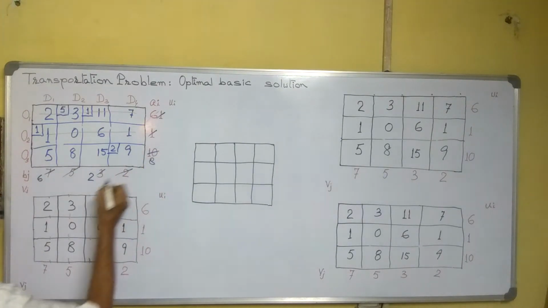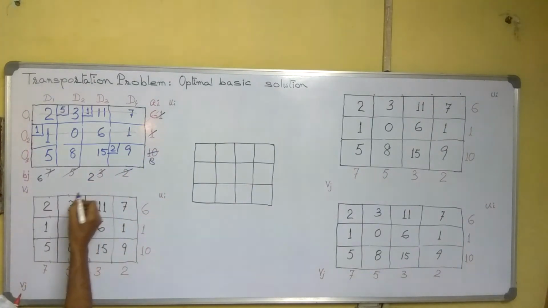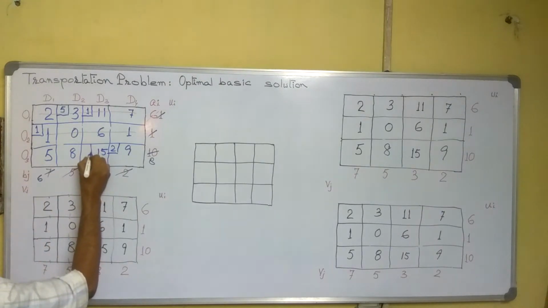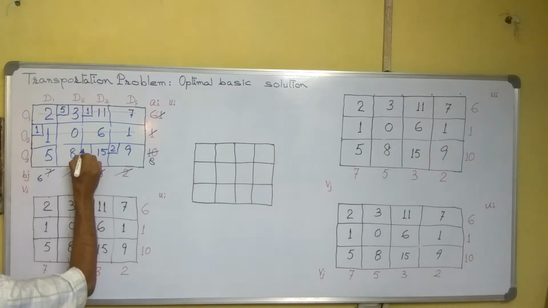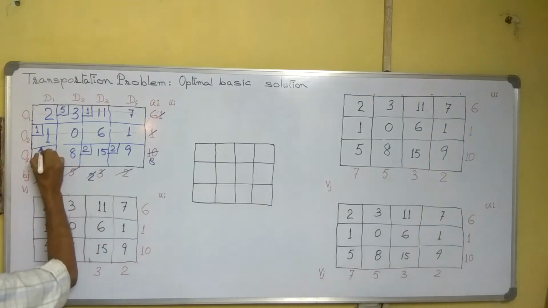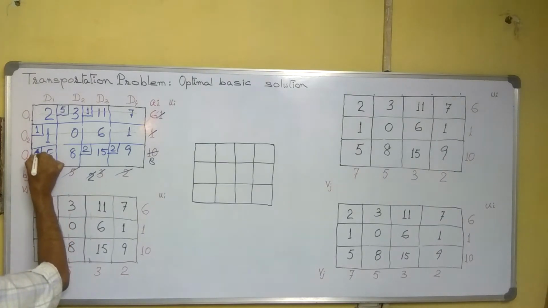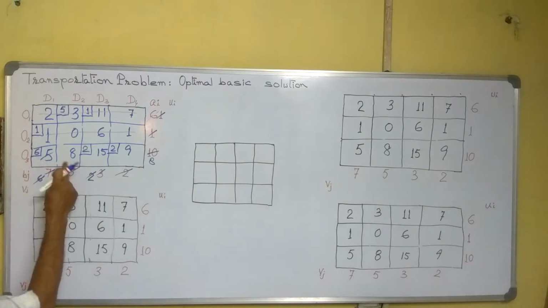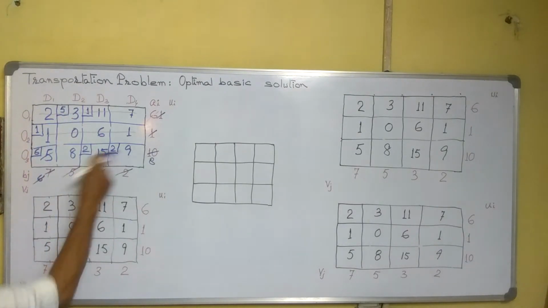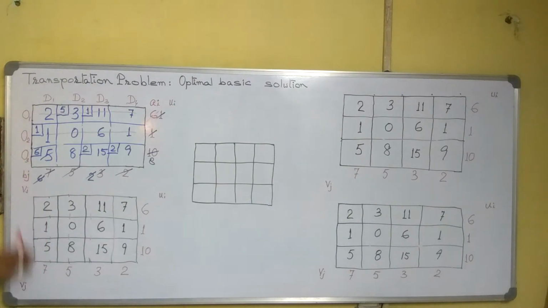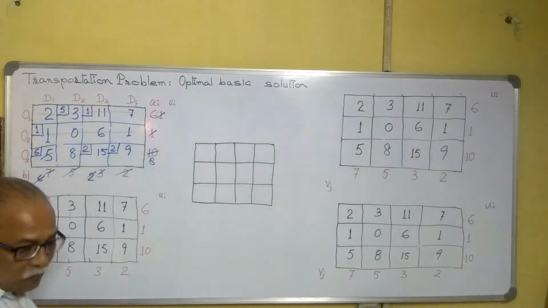Now 8 is there. You have to apply 2 here. Nowhere else is there. So you have to apply 2 here, and here 6 is there, so you have to apply 6. In this way, see the number of allotments: 1, 2, 3, 4, 5, 6. And here 4 plus 3, 7 minus 1, 6. Hence it's a basic feasible solution. We got one basic feasible solution.